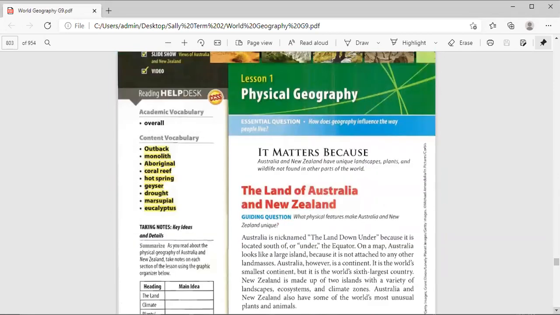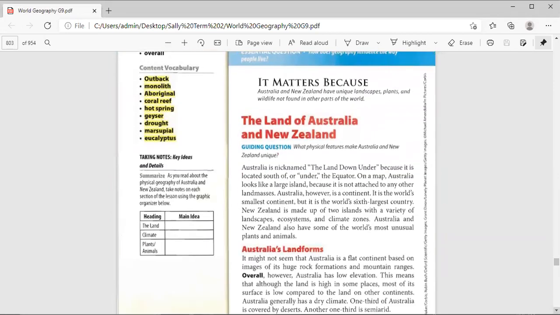Let's move back to the beginning of our lesson today. Australia has a nickname. Who can tell me the nickname of Australia? The land down under. Thank you very much. It's called the land down under. Why do we call Australia the land down under?